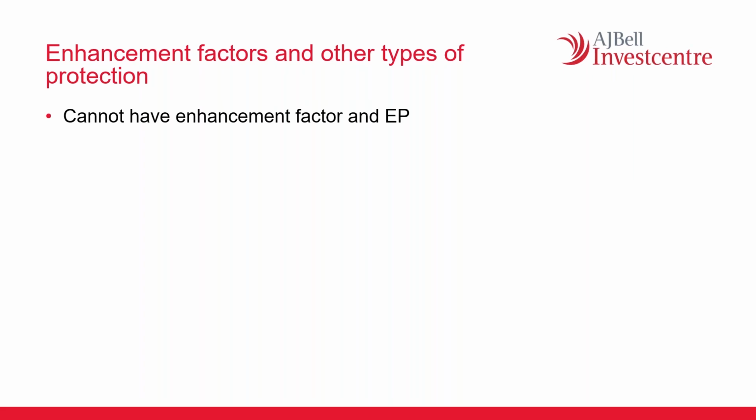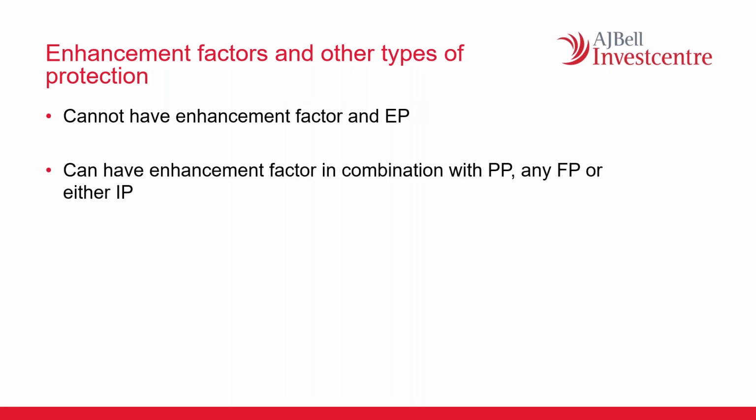You can also have enhancement factors and already hold another type of protection. One you can't have though is with enhanced protection, because you can't enhance protection. It's already the top trumps, you can't have any more on that. But you can have enhancement factors in combination with primary protection, fixed protection, or individual protections, any of those.